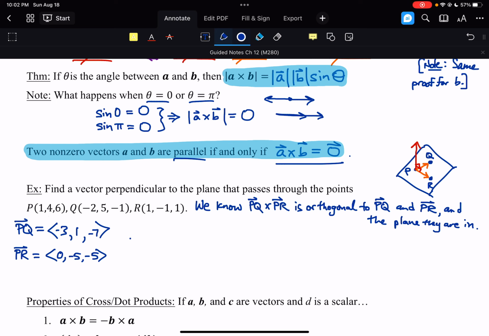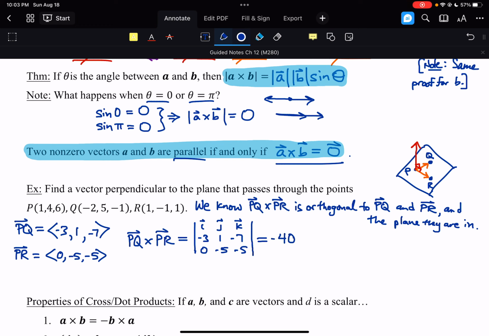And then we have PQ cross PR. So let's cross them together. So we'll get I, J, and K. We have -3, 1, -7, 0, -5, -5. And if you want to give this a try on your own, or if you want to pause the video real quick, see if you can compute the cross product there. So do the formula with the 2x2s and then go through and subtract and do all of that. Then I'll put the answer right here.